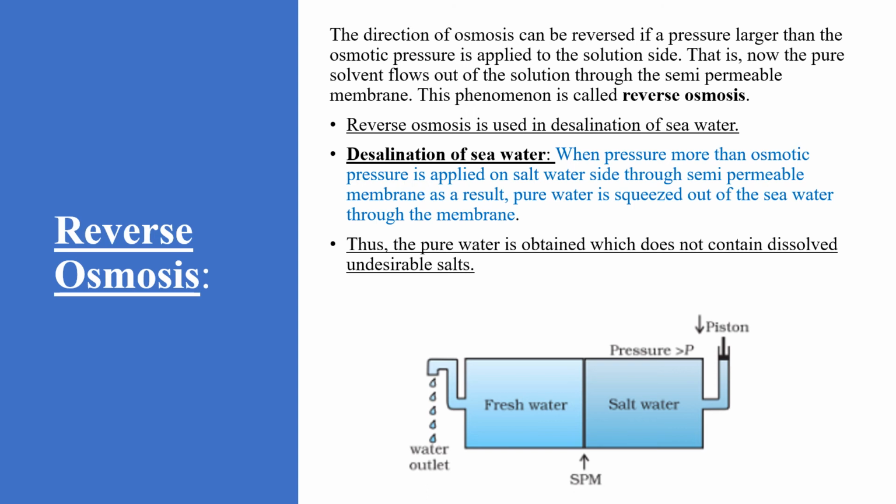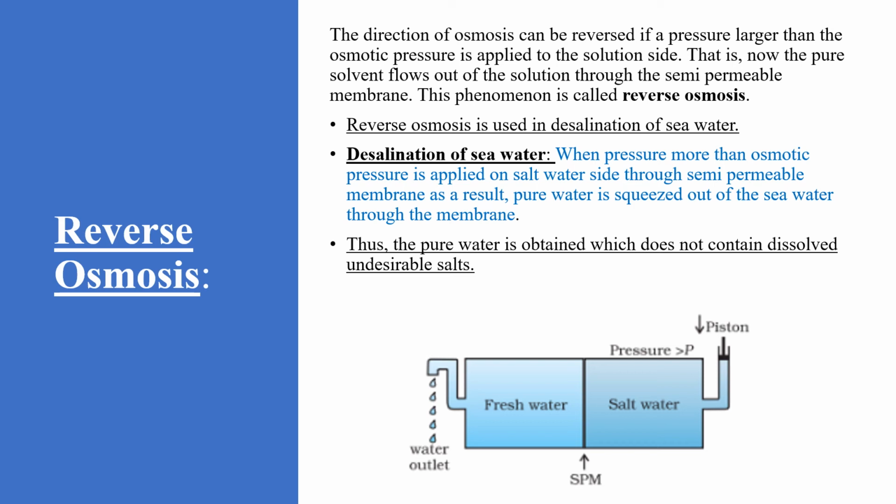Next is reverse osmosis. The direction of osmosis can be reversed if we apply large pressure, larger than the osmotic pressure, on the solution side. Clear? That is, now the pure solvent flows out of the solution through a semi-permeable membrane, and this process is called reverse osmosis.